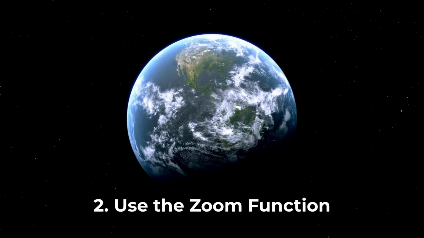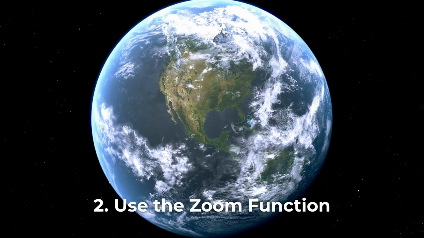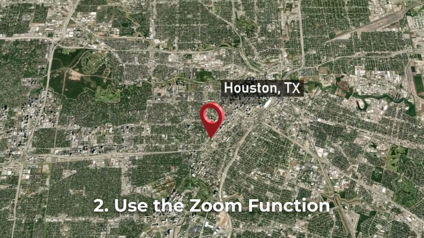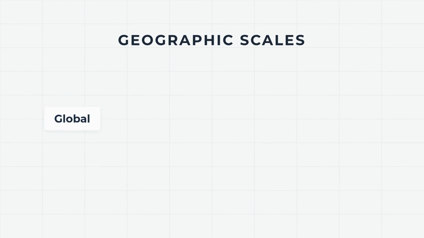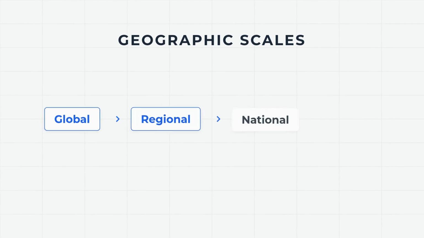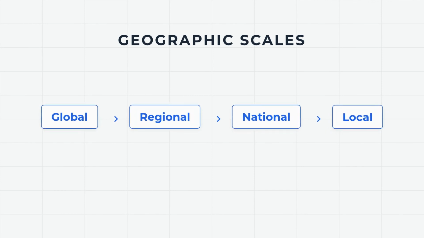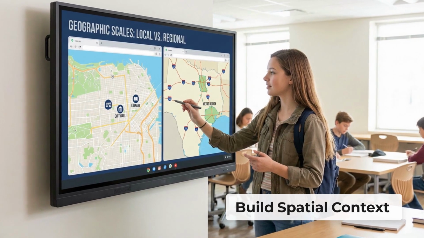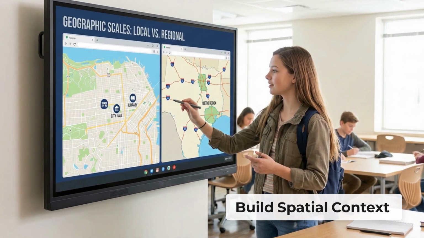2. Use the zoom function to build spatial context. One of the strengths of digital maps is the ability to move across scales. On an interactive whiteboard, this can be done quickly and visibly for the entire class. A typical progression might be global to local scale. This approach helps students understand how local places fit into larger geographic systems.